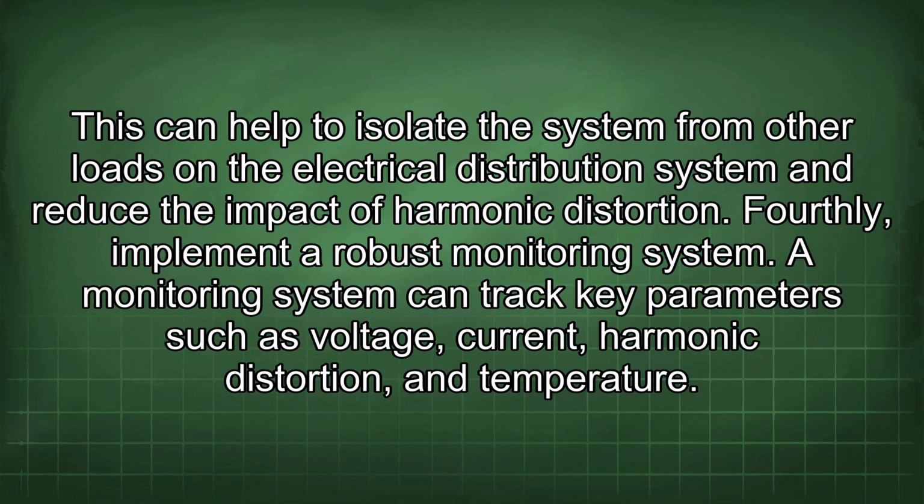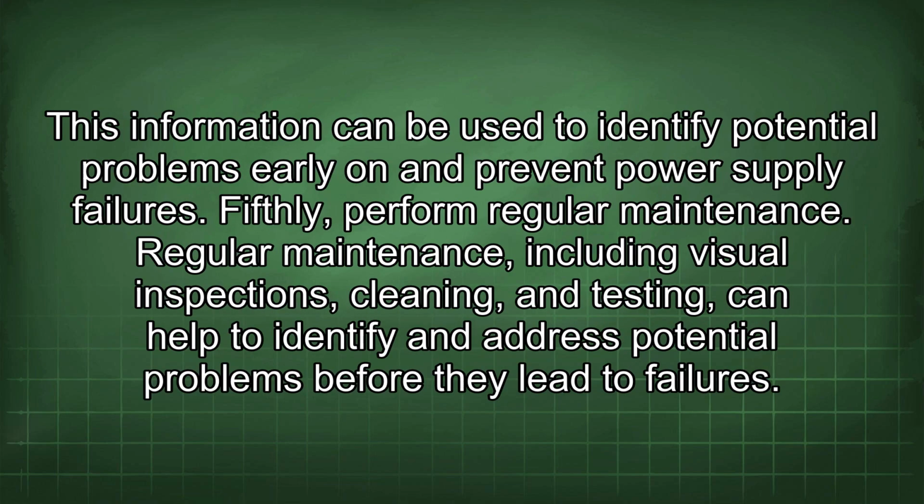A monitoring system can track key parameters such as voltage, current, harmonic distortion, and temperature. This information can be used to identify potential problems early on and prevent power supply failures. Fifthly, perform regular maintenance. Regular maintenance, including visual inspections, cleaning, and testing, can help to identify and address potential problems before they lead to failures.